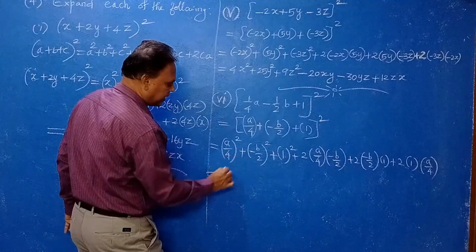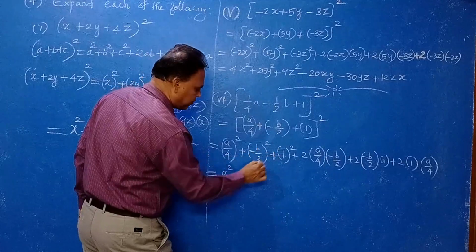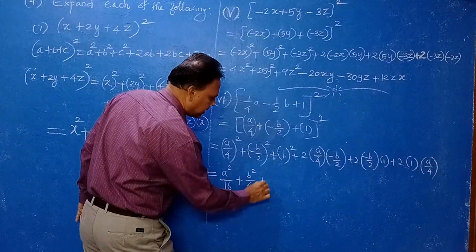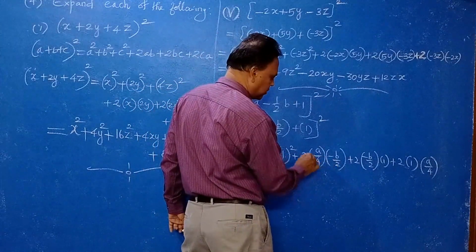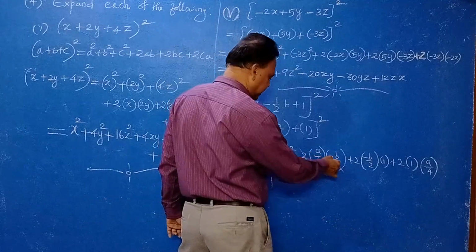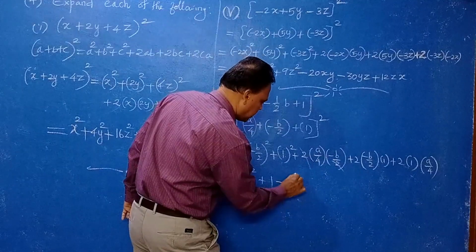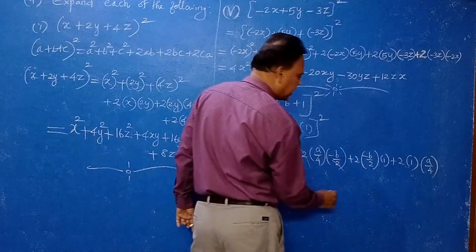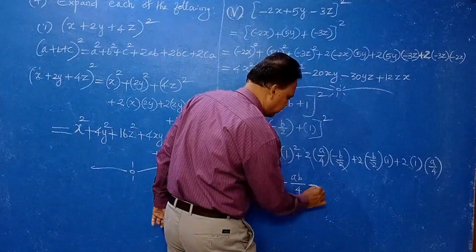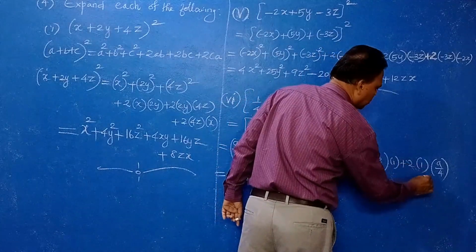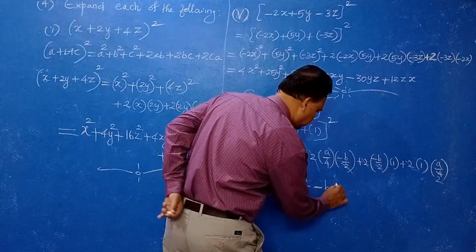Correctly you do. a squared by 16 plus b squared by 4 plus 1 squared is 1. Here you see, numerator 2 is there, denominator 2 is there, so you can cancel it. So here plus into minus is minus, ab by 4. Now here you see plus into minus is minus. Here numerator 2, denominator 2 cut, b minus b. Then here 2 numerator, denominator cancel it. That means a by 2 plus a by 2.